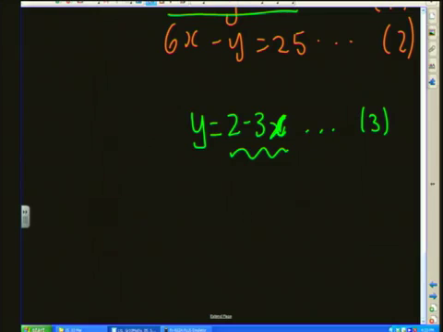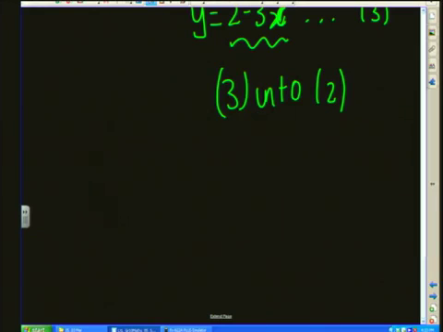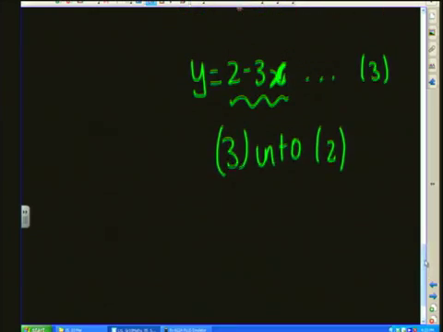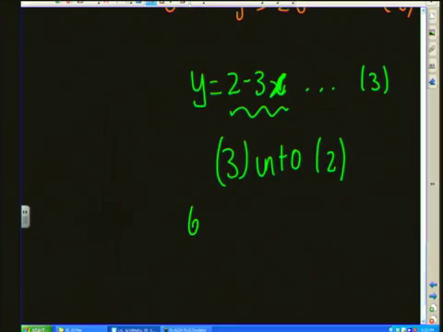Okay, so I'm going to take that equation 3 and I'm going to substitute it into equation 2. All right, when you're substituting this into equation 2, there will only be x's left in your equation. So I'm going to have 6x minus y, but now we don't have y anymore. y is equal to 2 minus 3x, so I replace my y with that. And that was equal to 25.